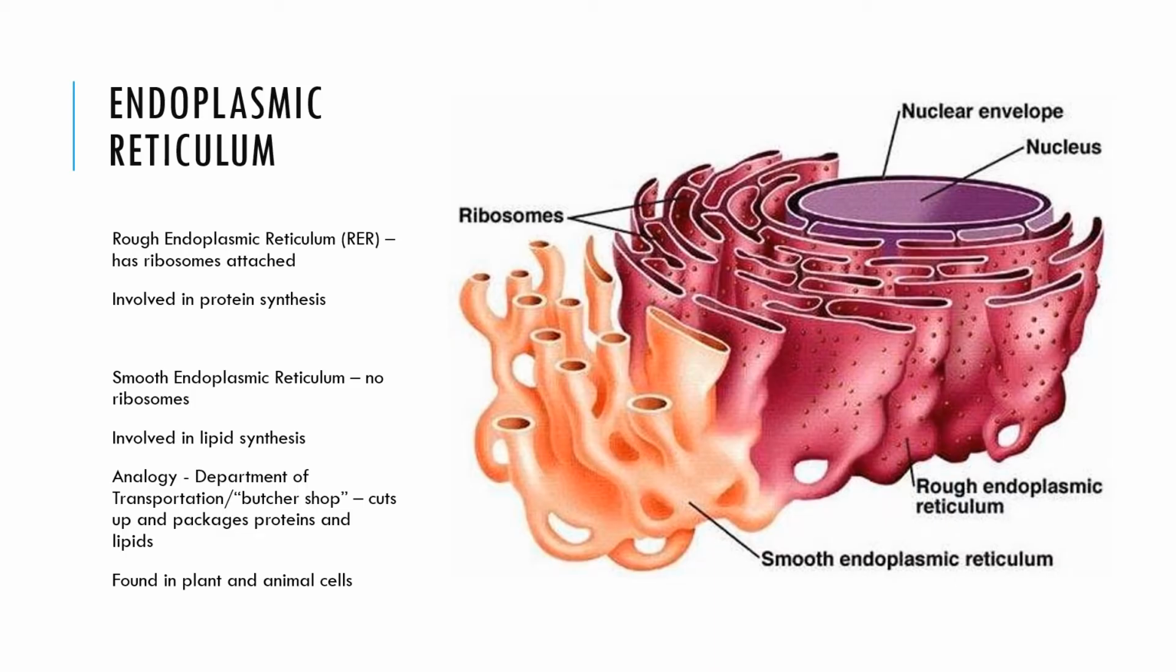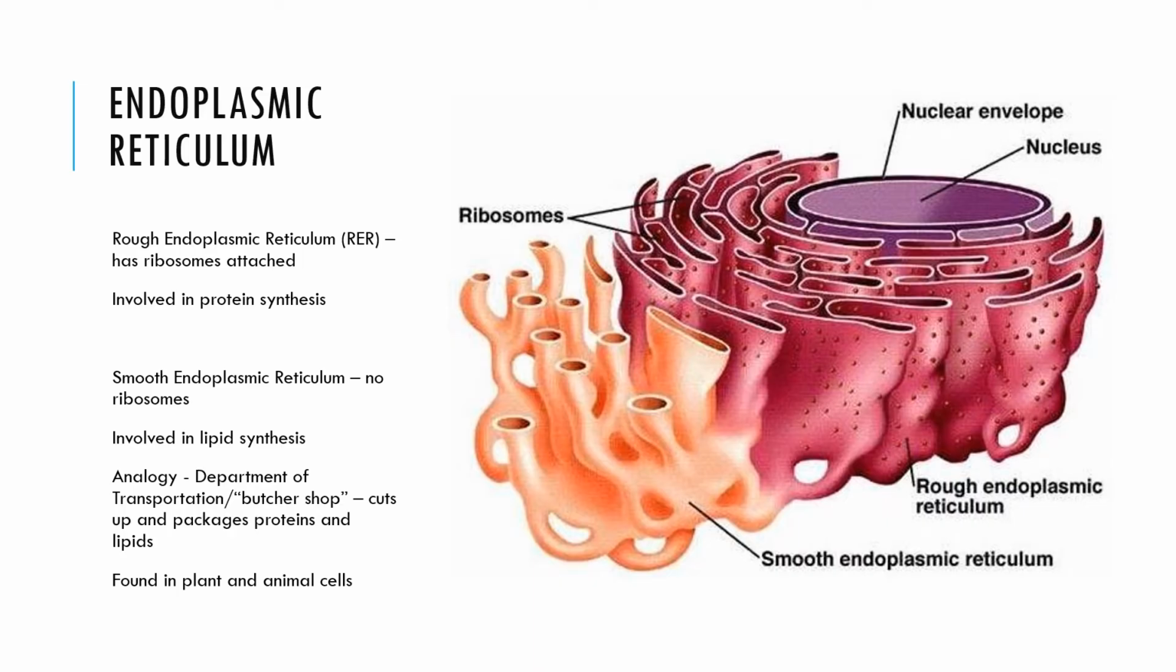When we use the term synthesis or synthesize, that means to make something. So the rough endoplasmic reticulum is involved in making protein because it transfers protein from the ribosomes to another organelle, and the smooth endoplasmic reticulum is involved in making lipids.